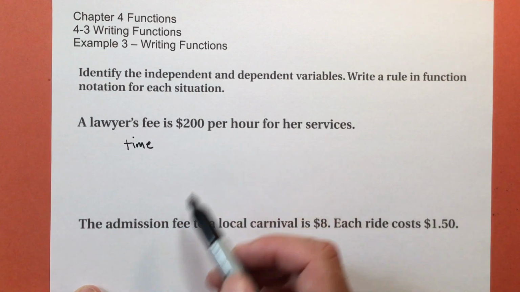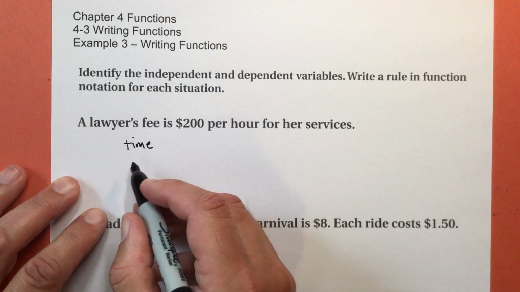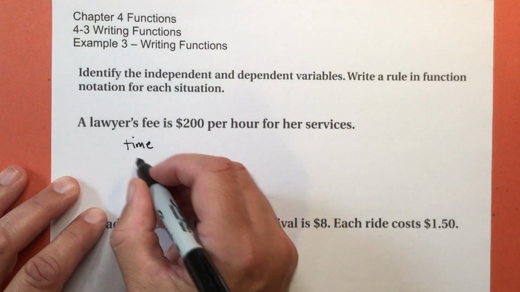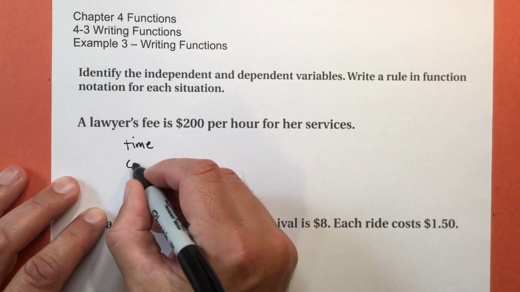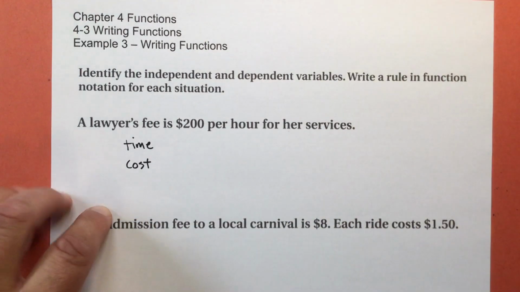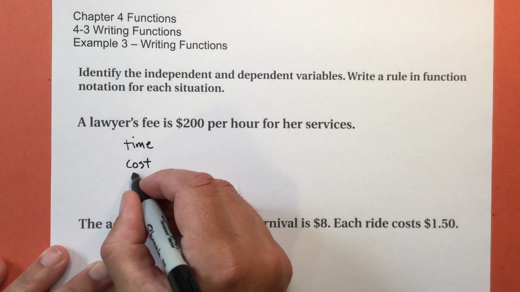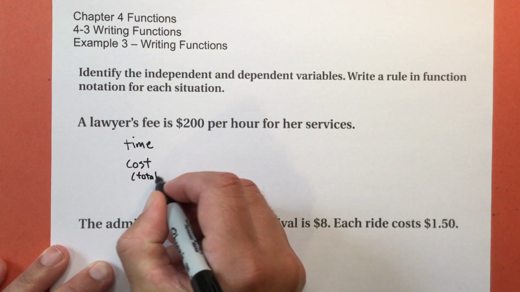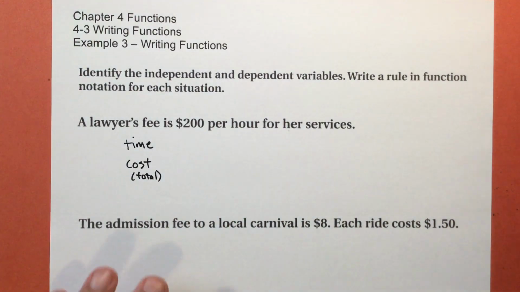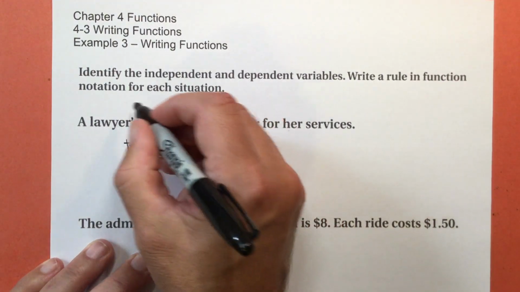So don't say hours. All right? And the other thing that we're measuring in here is how much it costs to hire that lawyer. And in that case, we're looking for the total cost. All right, I'm going to put total here, because I know it costs $200 per hour. One thing, I want to point this out, all right?